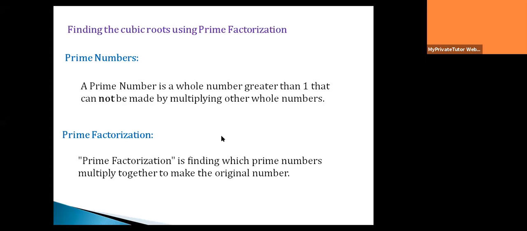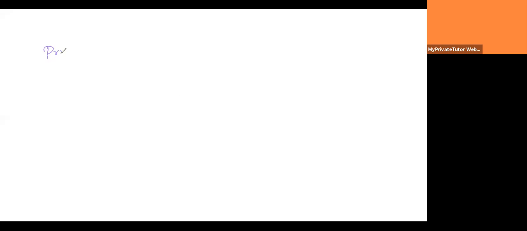How does prime factorization work? Okay, so let's take a look at this. What is prime factorization? Prime factorization is nothing but finding which prime numbers multiplied together make the original number. Does that make sense? Hope so. Let me explain what exactly it means. Prime factorization.